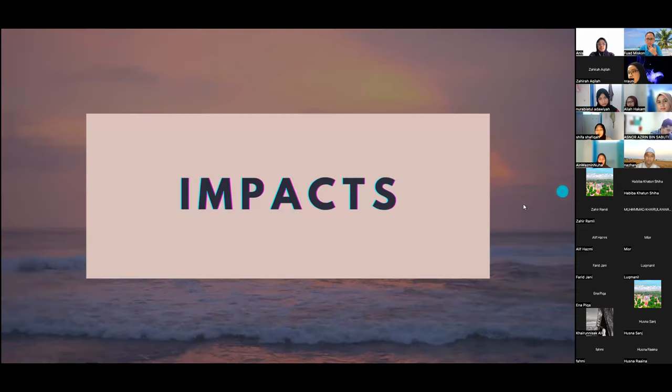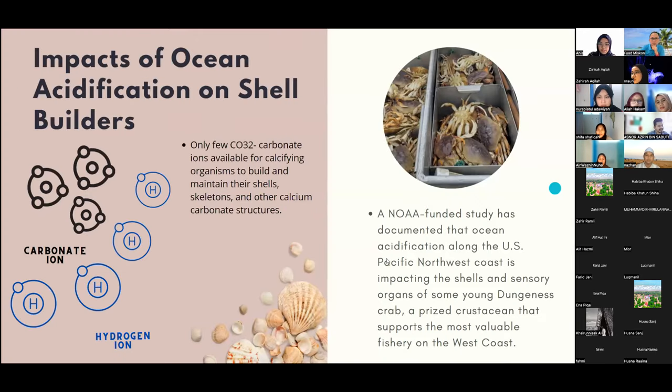Okay, everyone. Now I will continue on how ocean acidification can have a huge impact on marine organisms. And this impact will continuously affect humans themselves, okay? Firstly, ocean acidification can impact shellfish.